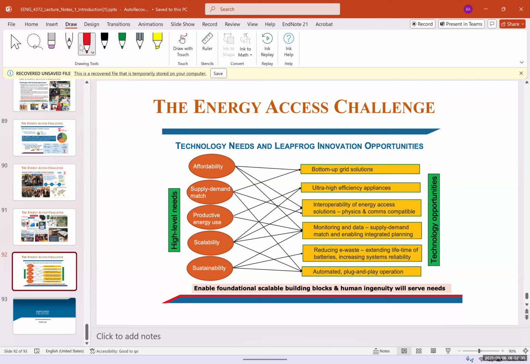Energy access solutions, monitoring and data. AI is playing a big role here, especially in microgrids: reducing e-waste, extending the lifetime of batteries, increasing system reliability, and also automated plug-and-play operations.